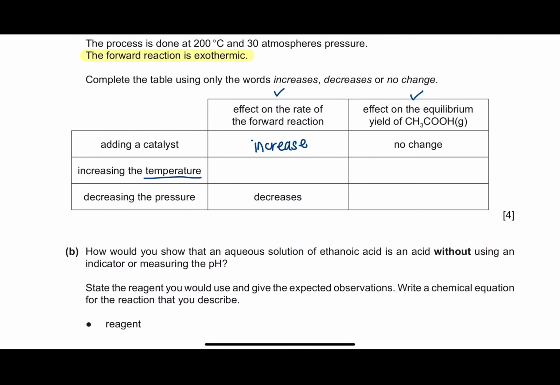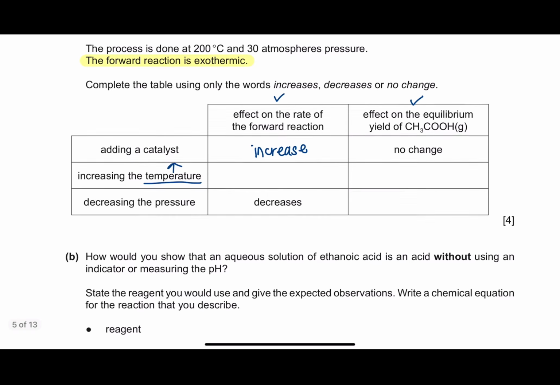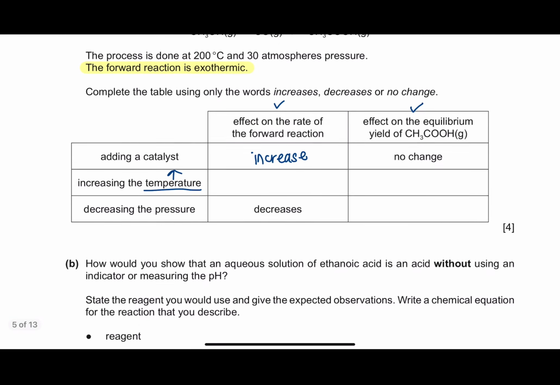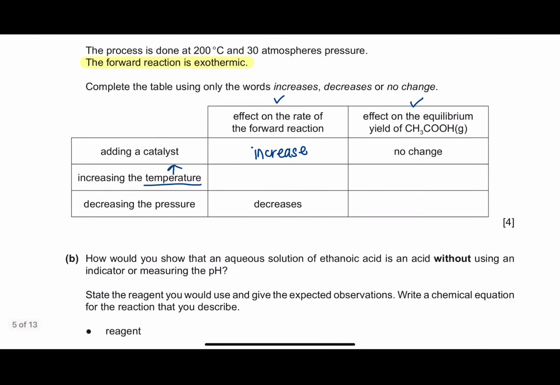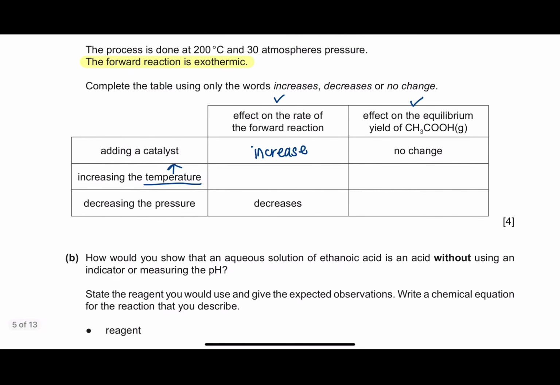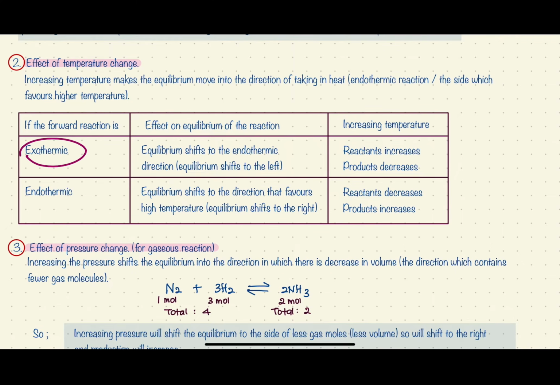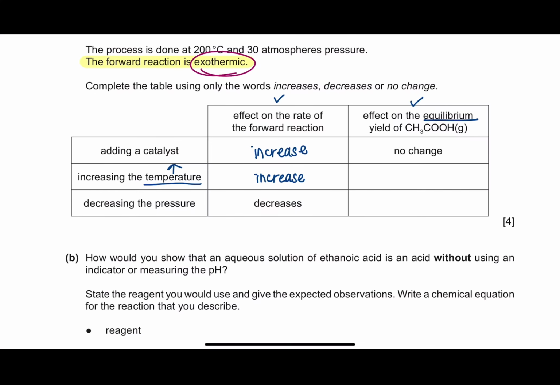Next, increasing the temperature. If you increase the temperature, there would be more kinetic energy, therefore your forward reaction would also increase. However, for the equilibrium, it's different. For equilibrium, you need to determine what your forward reaction is like. Your forward reaction is exothermic. So if your forward reaction is exothermic, when you increase the temperature, your product would decrease. This means that your yield, the product, is going to decrease.